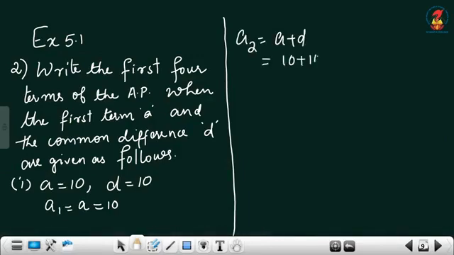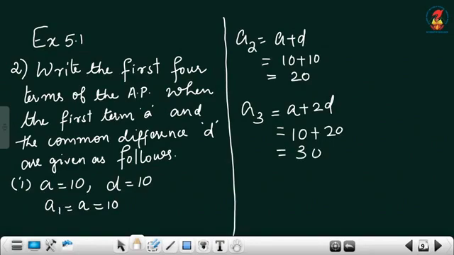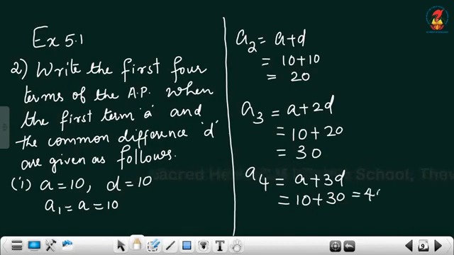10 plus 10, which is equal to 20. Then A3 is equal to A plus 2D, A plus D plus D, that is A plus 2D, which you can write as 10 plus 20, which is equal to 30. Then A4 is equal to A plus 3D, which is equal to 10 plus 30, which is equal to 40. So the AP is first term 10, second term 20, 30, 40, etc.